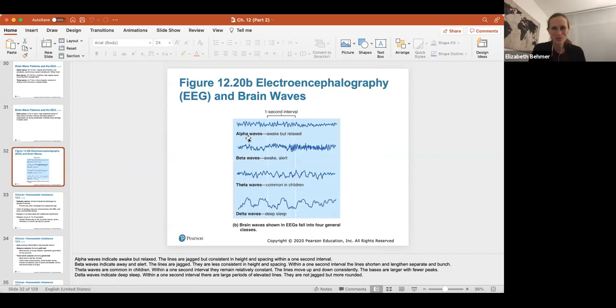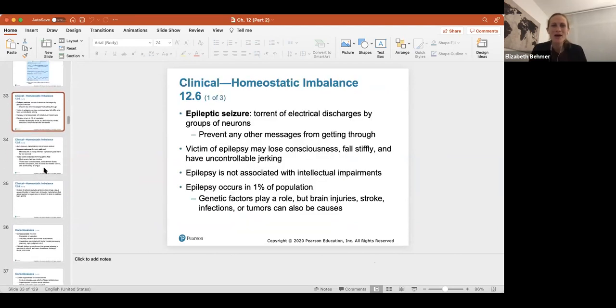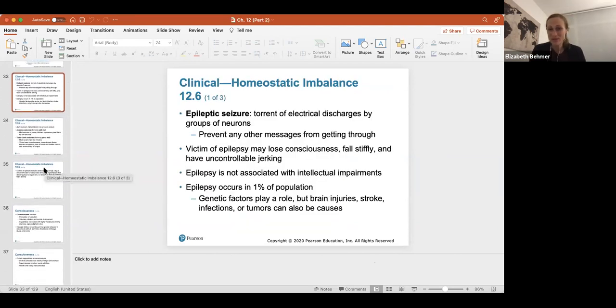So again, I don't ask you too many questions about brain waves, but I like to bring this up because it's a part of our central nervous system, the brain, and it again showcases what an amazing organ our brains are. Seizures are a torrent of electrical discharges by groups of neurons. This is an epileptic seizure, and a victim may lose consciousness completely. They might fall stiffly, have uncontrollable jerking. It's usually not associated with any intellectual impairment and occurs in about 1% of the population.